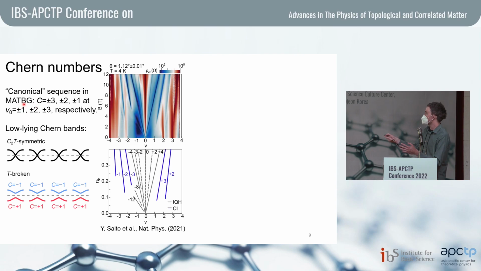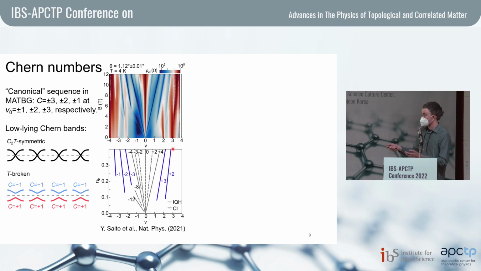So this is some beautiful work from Andrea Young's group, where they measure longitudinal resistance as a function of magnetic field and filling factor here. And let's try to understand the sequence of topological states they observe. There's a very salient feature coming from filling factor 1 here. If you go in and measure what the slope is, they find that it's a Chern 3.